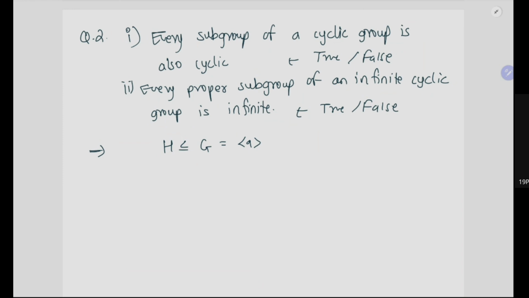Among the elements of H, we will take the minimum power, and that minimum power exists because of the well ordering principle. So this is a trivial statement. Can somebody tell me about the second statement? Every proper subgroup of an infinite cyclic group is infinite.